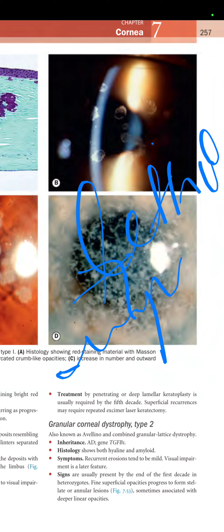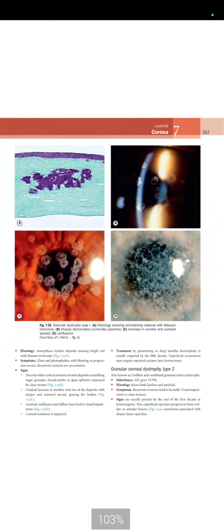Symptoms are recurrent erosions, which tend to be mild. Visual impairment is a later feature. Signs are usually present by the end of the first decade in heterozygotes. Fine superficial opacities progress to form stellate or annular lesions, sometimes associated with deeper linear opacities. So basically, there will be small opacities that will become linear or stellate in appearance.